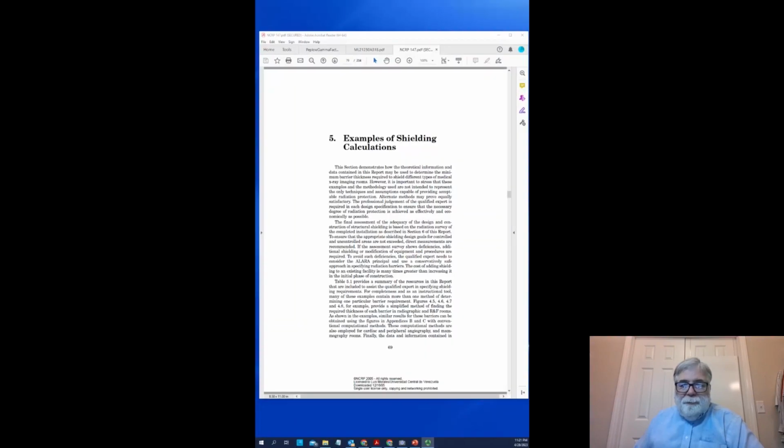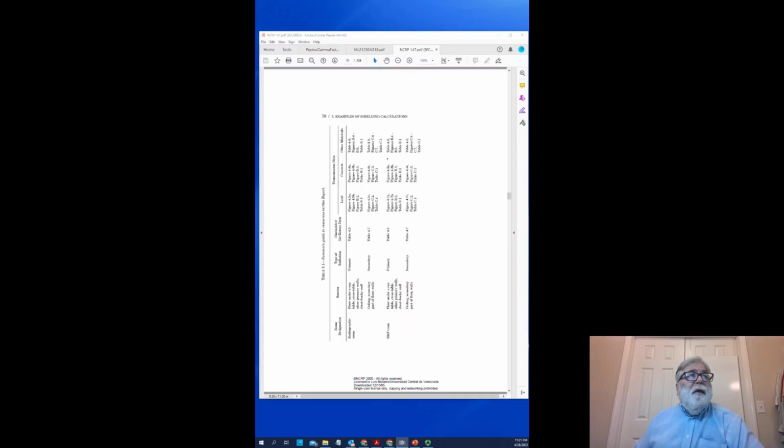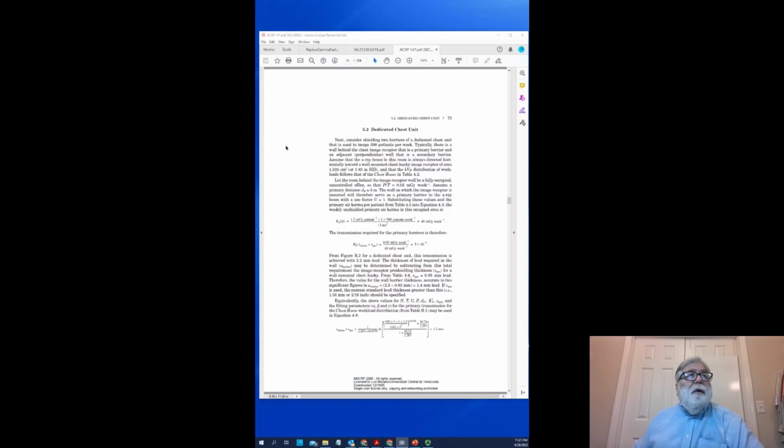An example problem. Here in Chapter 5 of NCRP 147, there are some example calculations. And so I'm going to do one right here, 5.2. Dedicated chest room. That's one of the types of facilities that's specified. And so it's a fairly simple one, so it'll be a pretty quick example for us. Okay, so let's see what they're telling us about this. I wrote down some notes.